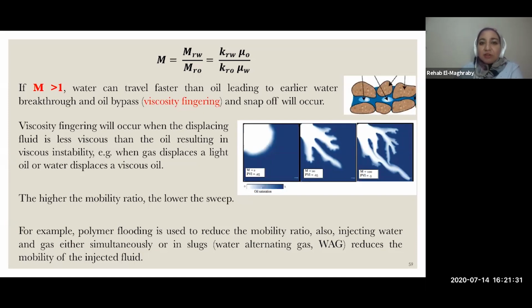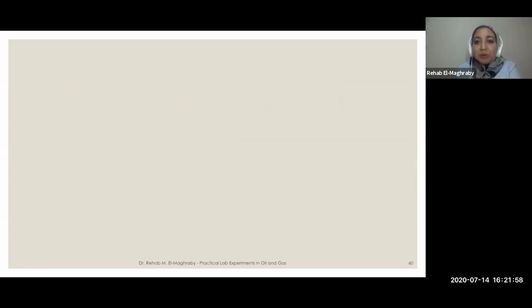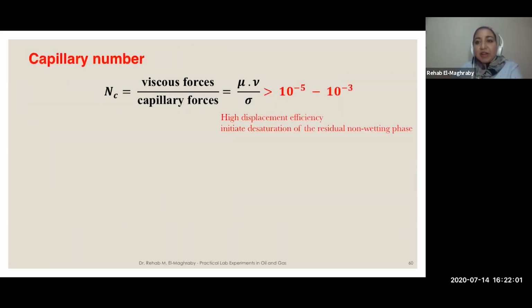Looking at the viscosity of the oil and the viscosity of the water, we want to achieve a lower mobility ratio, which means we want to increase the viscosity of the water. To increase the viscosity of the water, we apply polymer flooding. Polymer flooding will decrease the mobility ratio and increase the sweep efficiency, and we will get oil production. So this is how you can design your enhanced oil recovery experiment.